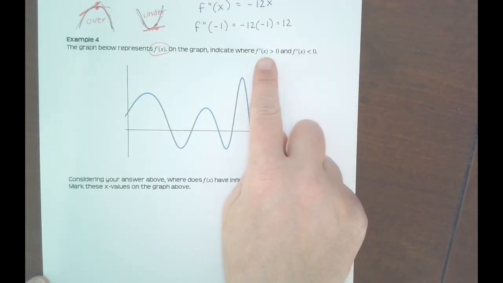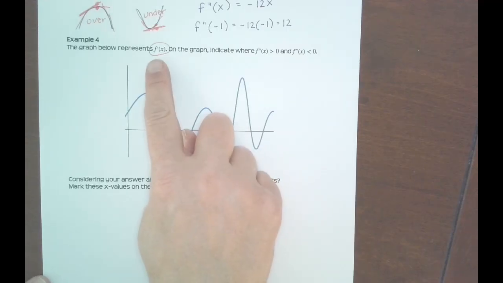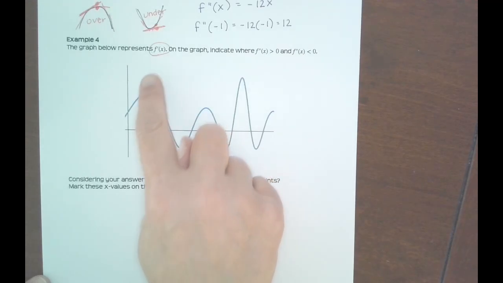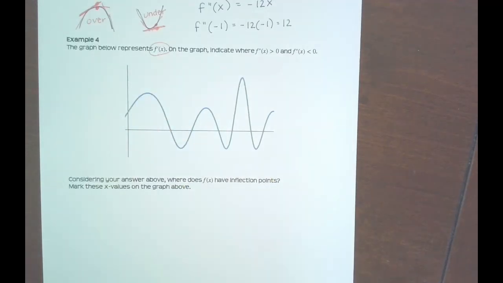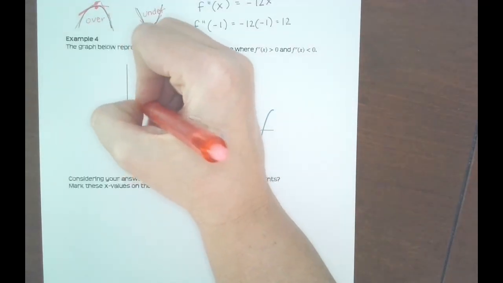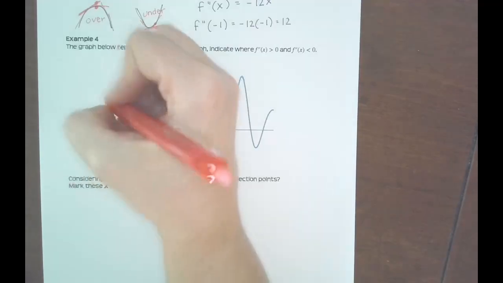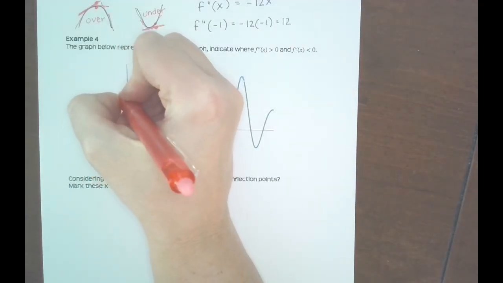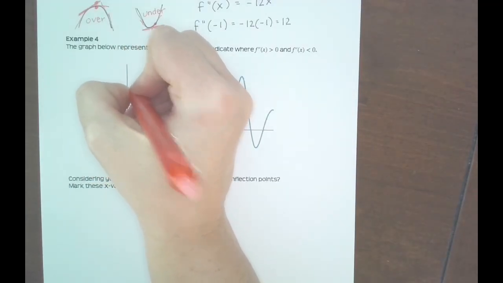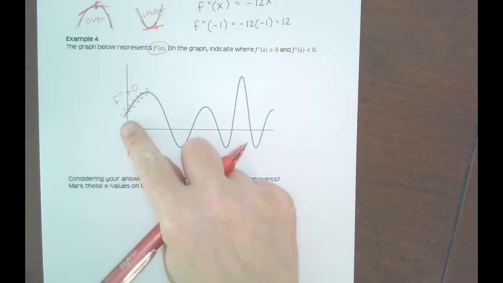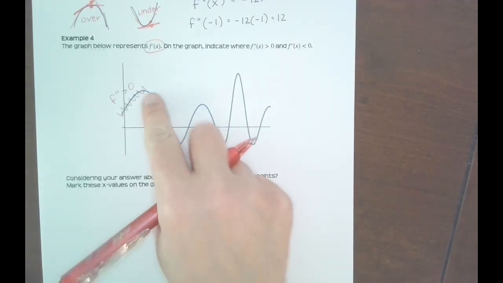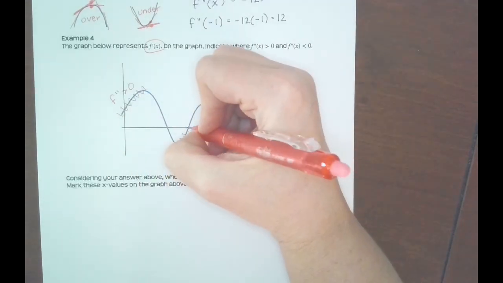So if I want to know where f double prime is positive, what I really want to know is if f prime is increasing or decreasing, okay? Because if f prime is increasing, like for example on this portion of the graph right here, that's going to be a place that f double prime is positive, right? The derivative of this graph would have to be positive. And that's going to be true anywhere here that we're increasing.